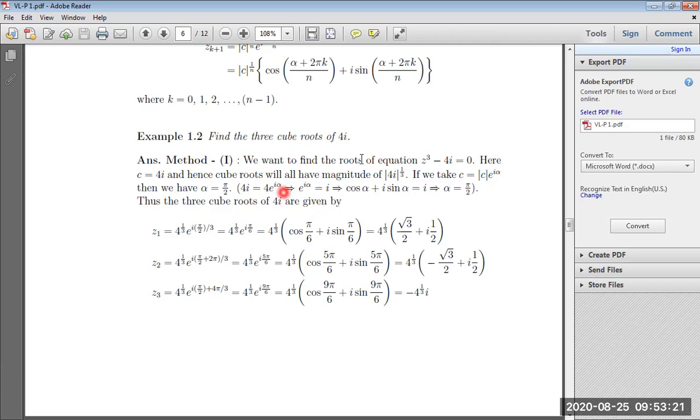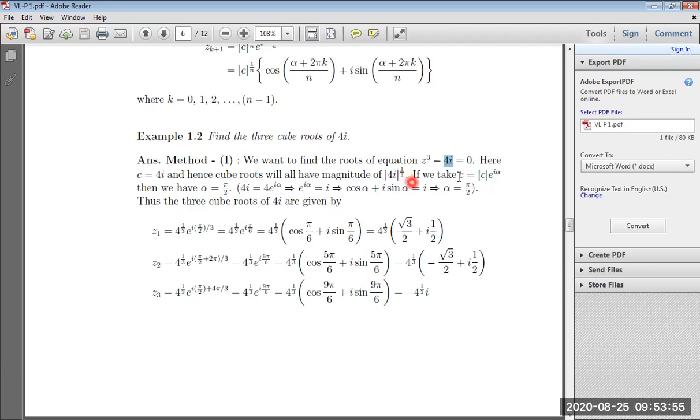So here just see what is the value of c. This complex number is 4i, right? So we have taken c is equal to 4i. And how many roots do you need to determine? 3 roots, cube roots, right? And what is their magnitude? Again, from previous discussion, the magnitude is magnitude of c to the power 1 by n. But here you are interested in cube root, therefore it is 1 by 3, right?